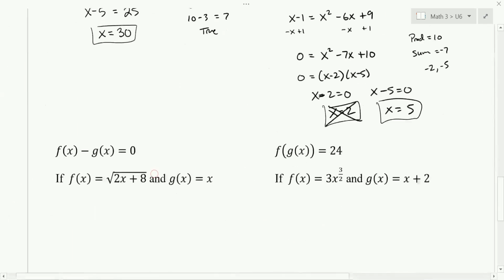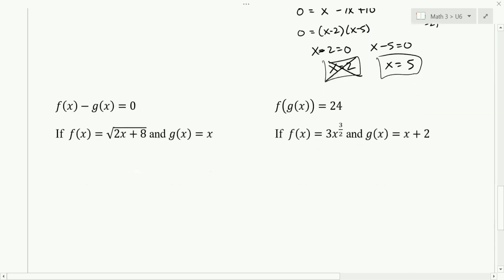Okay, the last two are similar, but they just start off with two functions and doing operations with functions. And so we just need to set up these equations as given here. So f of x is the square root of 2x plus 8, and we want to subtract g of x from that. g of x is x, and that equals 0. So that's what the first equation would look like when we follow the directions here, because we're plugging in equations for both f of x and g of x.